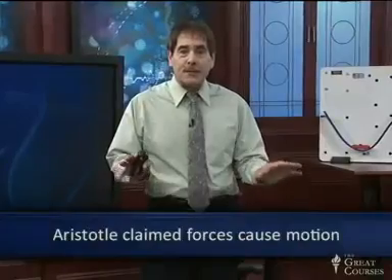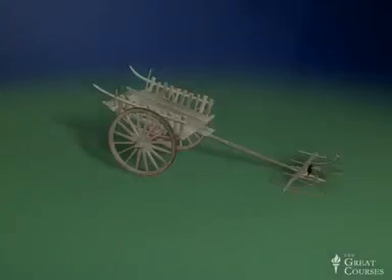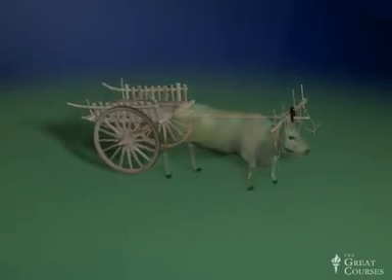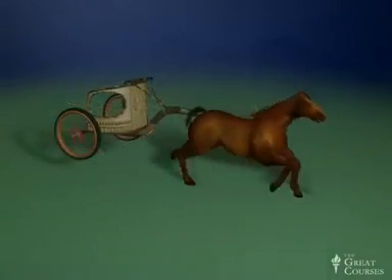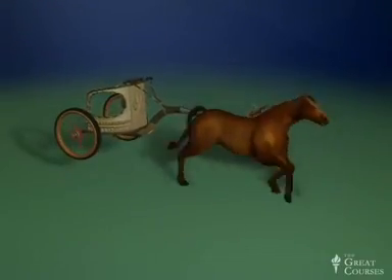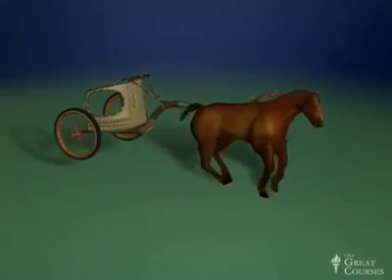So what did Aristotle say? Well, Aristotle said, what causes motion? Pushing or pulling something causes motion. And that's pretty obvious to us. The name for a push or a pull is a force. So Aristotle said forces cause motion. And here are some examples from Aristotle's time. You have an ox cart. How do you move it? You hook up the ox to it, and the ox exerts a force and pulls it. Or a chariot. The horse hooks up to the chariot, and the chariot gets pulled. And if the horse stops or the ox stops, the object stops.